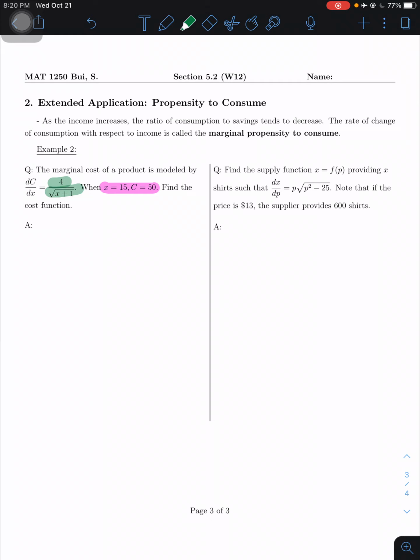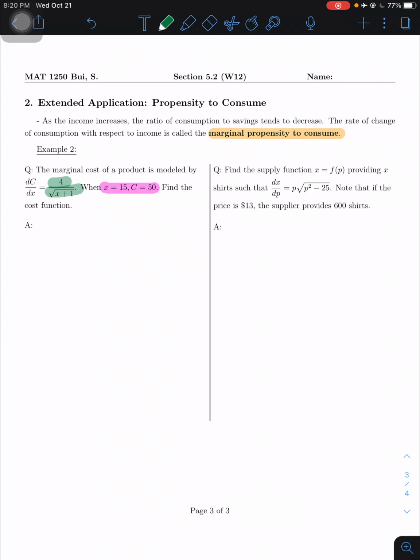Okay, so as for the knowledge in here, as the income increases, the ratio of consumption to savings tends to decrease. The rate of change of consumption with respect to income is called the marginal propensity to consume. I'm not really sure if I'm going to test you on the terms in here. In terms of business, I guess it makes some sense, but in terms of math, it's just a definition, so I'm not going to go in depth about that. Okay, but if you do have questions about this definition of marginal propensity to consume, let me know, okay? I can definitely find more examples on that, on real applications.